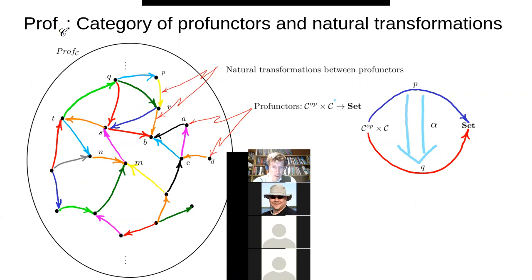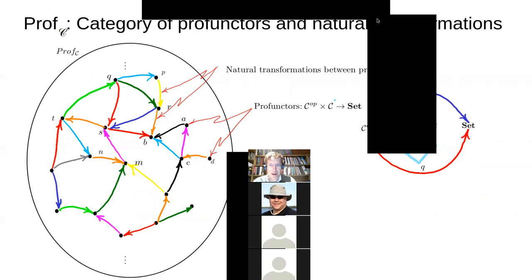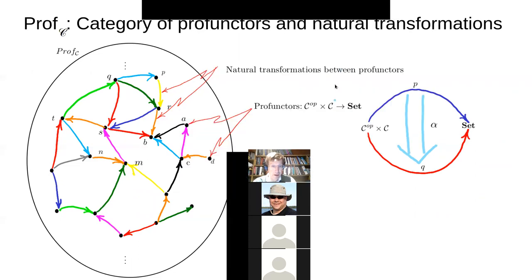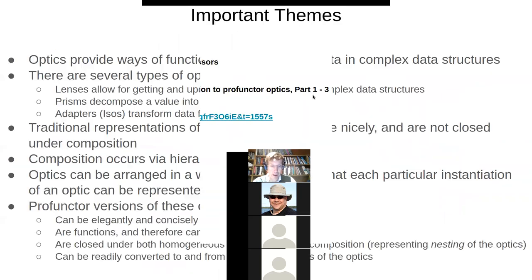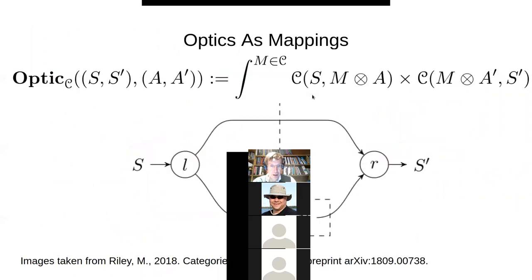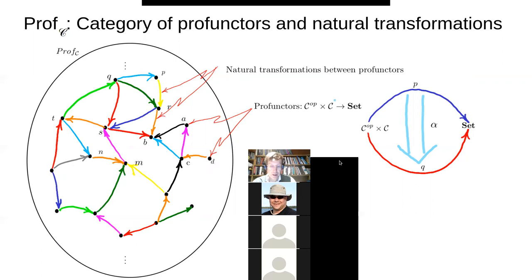But what Brendan Fong tries to do in that video that I showed, parts 1 through 3, is to kind of unpack this in an additional way. And this comes out of Mitchell Riley's work directly in his Categories of Optics paper, which is very nice and can be found on arXiv. And again, I don't want to fully explicate this, but I'll give some flavor of it.